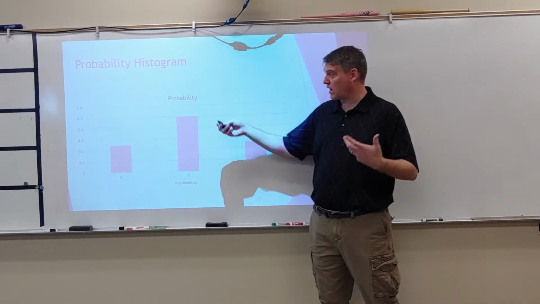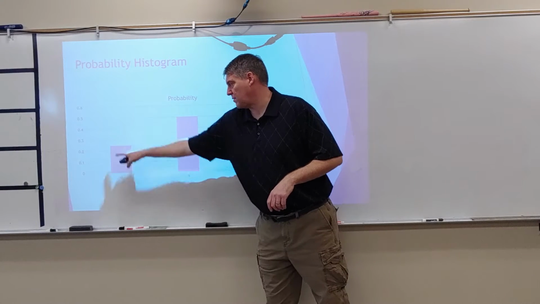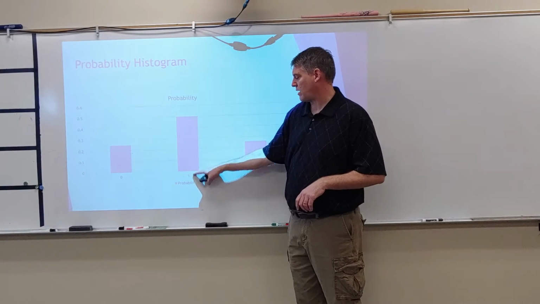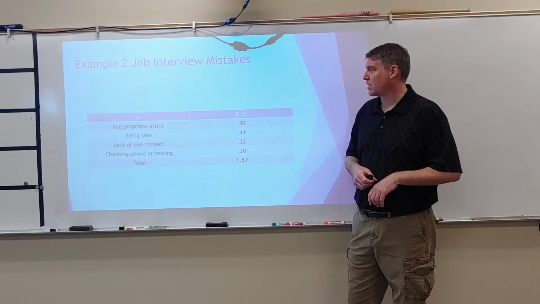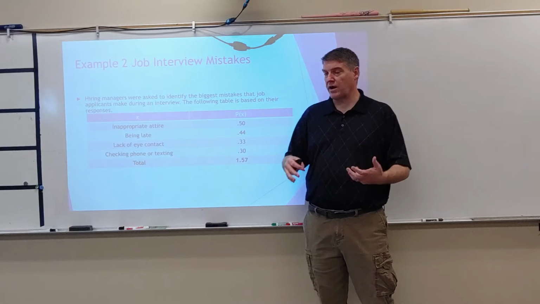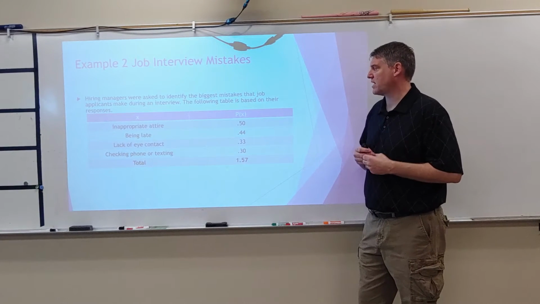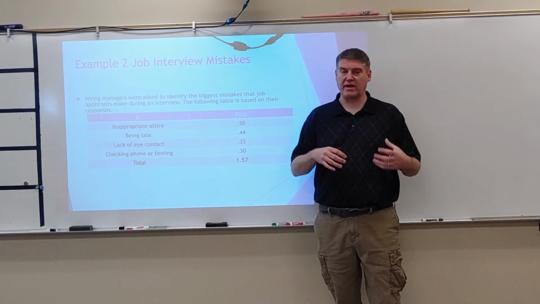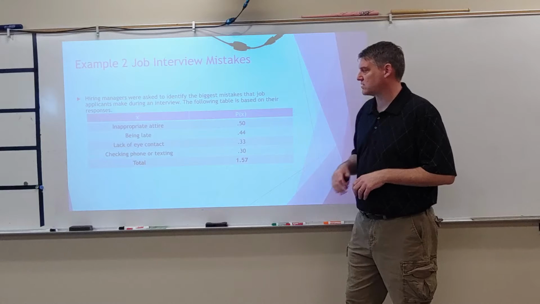So this is our histogram of this. Here we have 0 heads, 0.25. Probability of 1 head is 0.5, and then 2 heads is 0.25. So, example 2, job interview mistakes. Hiring managers were asked to identify the biggest mistakes that job applicants make during an interview. The following table is based on their responses.